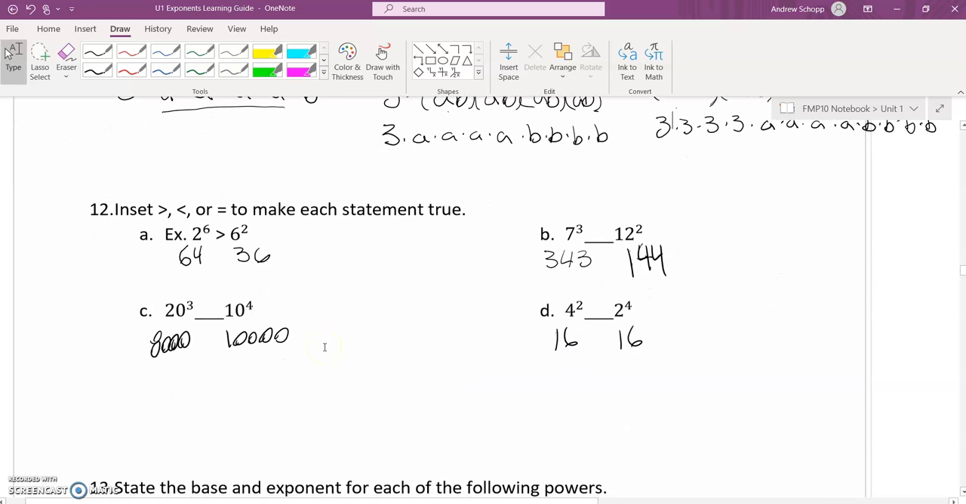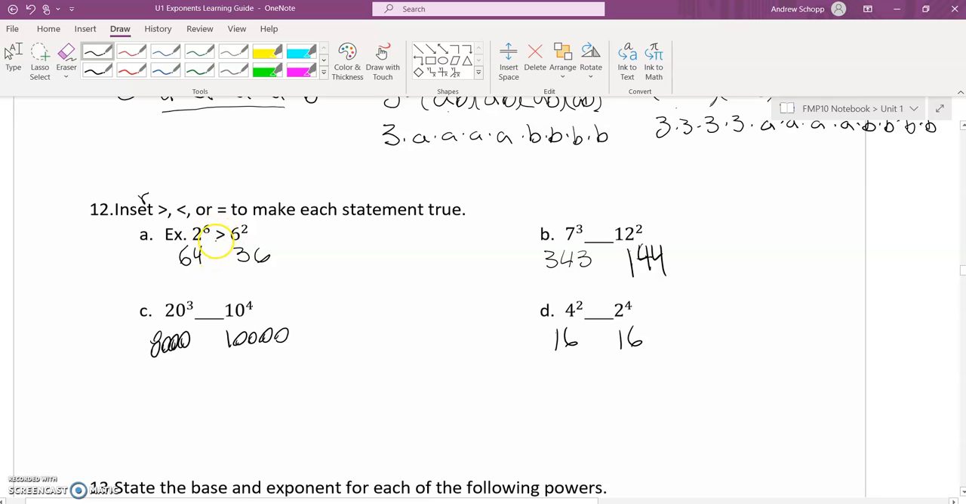Should say insert a greater than, less than, or equal to sign to make each statement true. A, we have 2 to the power of 6 and 6 squared, so 2 to the power of 6, if you evaluate it, is 64. 6 squared is 36, and we can see that 64 is greater than 36.